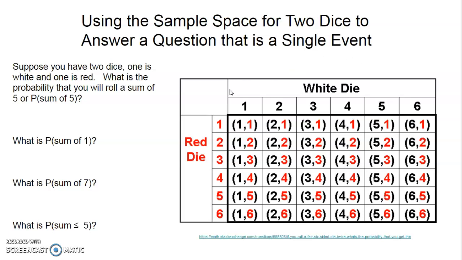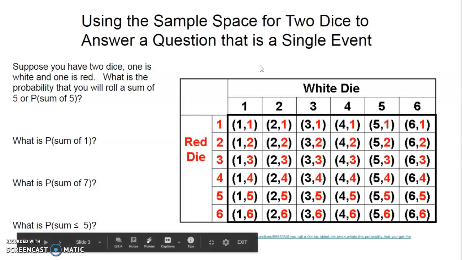All right, but let's say we are asked this. What is the probability that you will roll a sum of 5? Now, I'm saying in this case, we're using the sample space for two dice to answer a question that's a single event. In this case, we're looking for a sum. That's really a single event, right? It's not really like you can find the probability of two things separately here, but yet we do still need a sample space to figure this out.